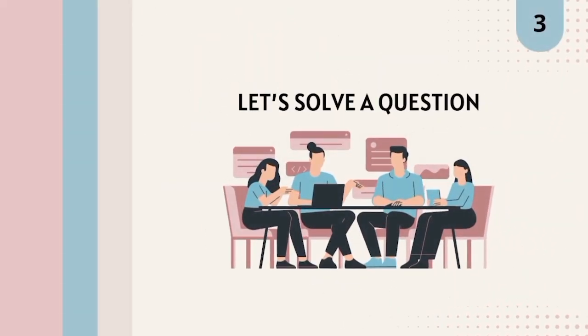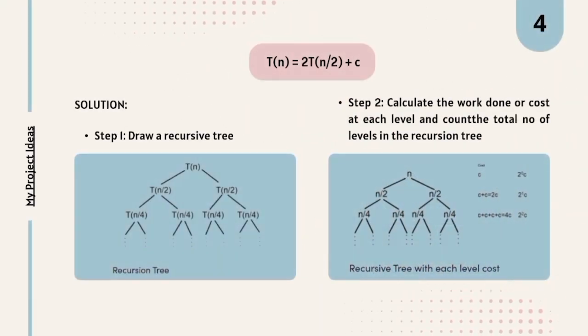I know it was a bit tough just to learn the theory part. Now let's solve a question to understand better. We have a function given here, T(n) = 2T(n/2) + c. How do we find the solution?